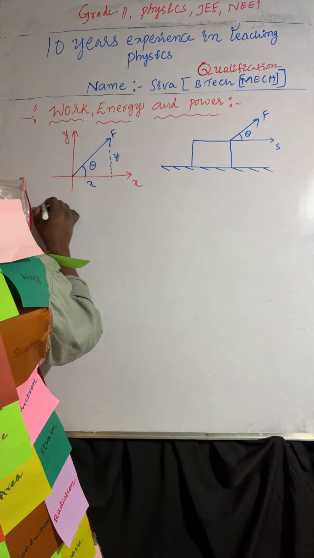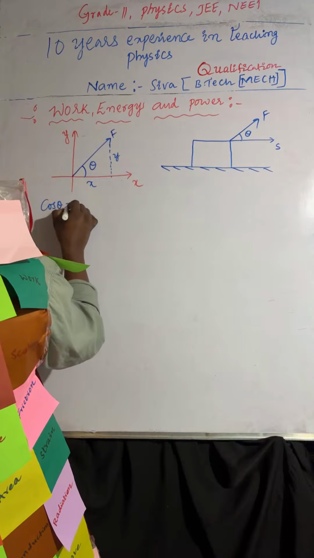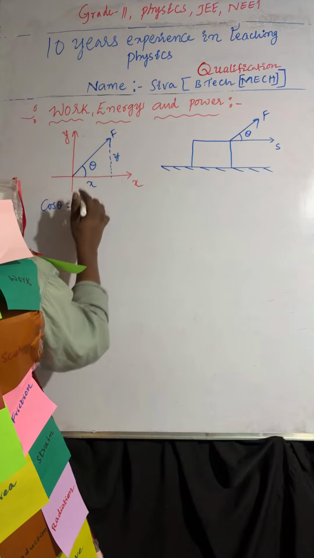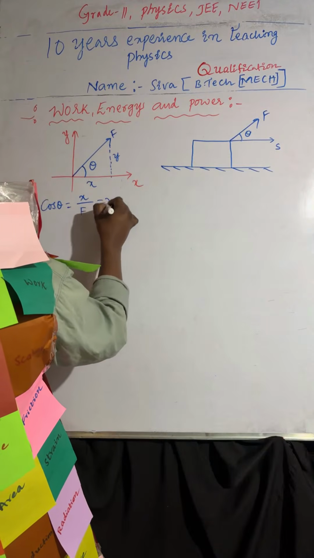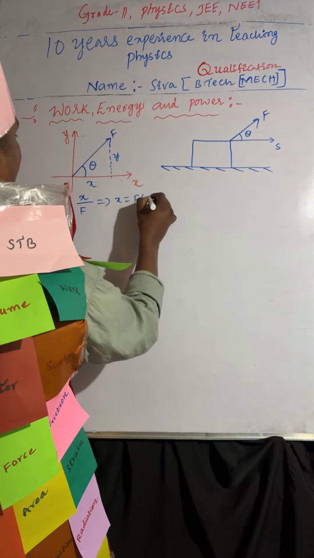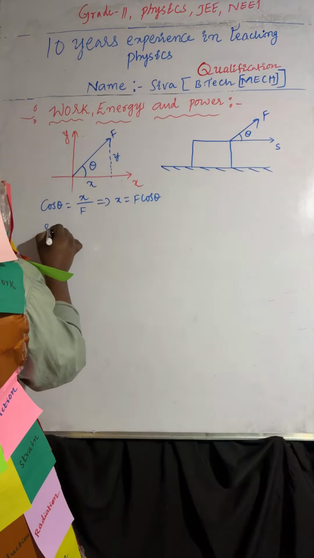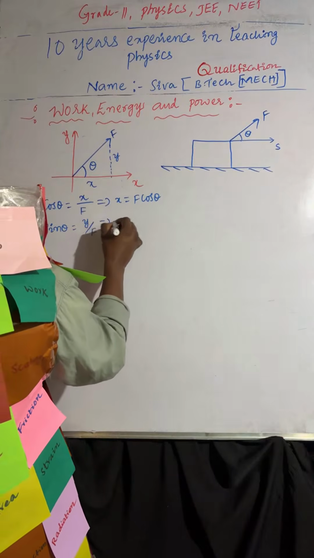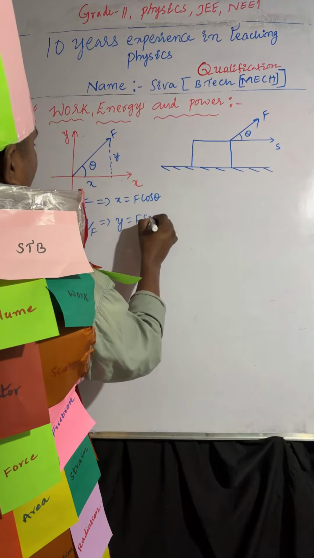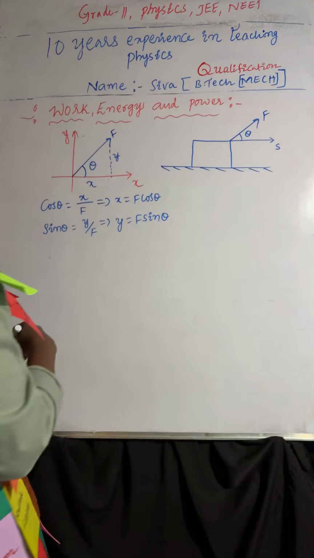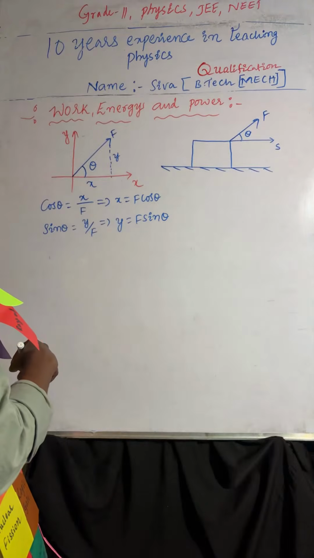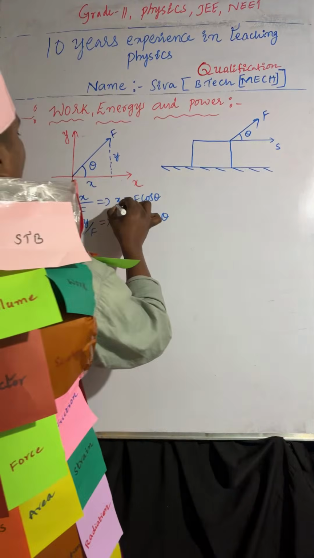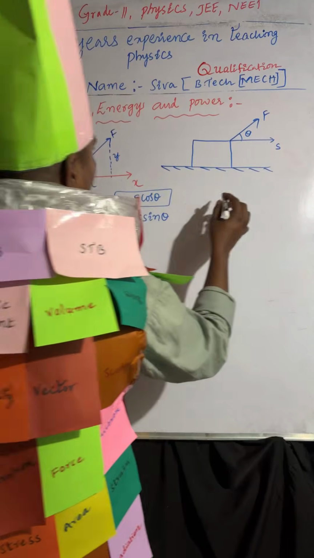Now the cos theta formula: cos theta is adjacent side by hypotenuse. The adjacent side is x, the hypotenuse is F. So x equals F cos theta. Coming to sin theta, that is y by F, so y equals F sin theta. Understood? Cos theta equals x by F, sin theta equals y by F.